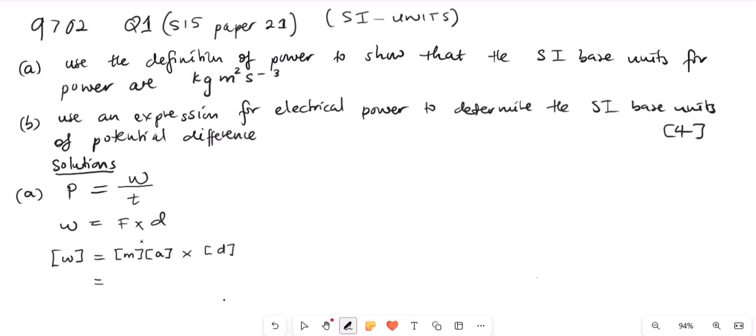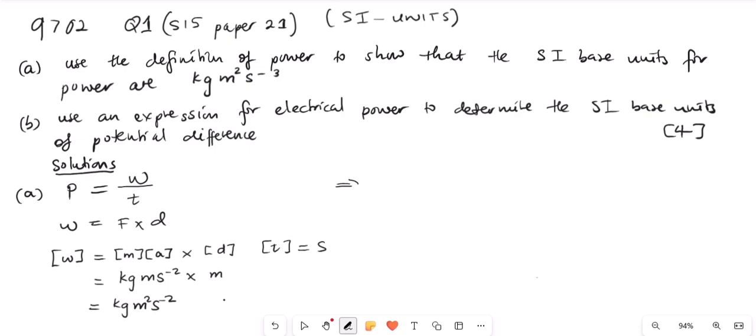That means we have mass, which is kg, acceleration, meter per second squared, times the distance, which is meters. Combining this we have kg meter squared per second squared. Then for time, we know the SI unit for time is second.